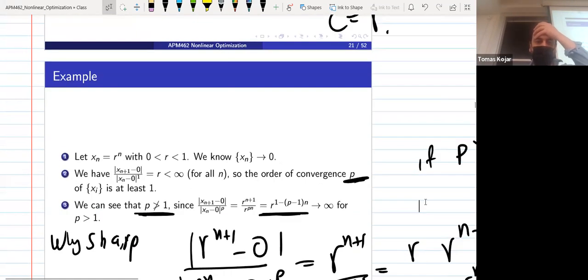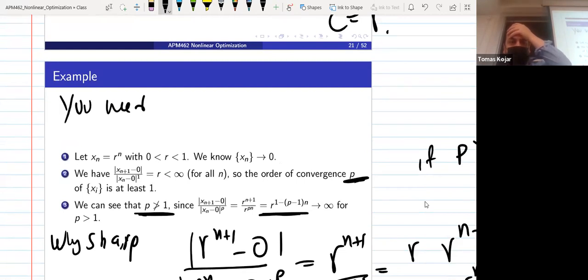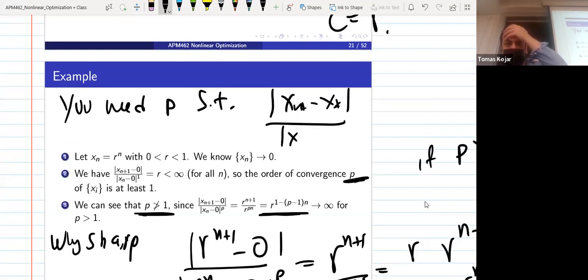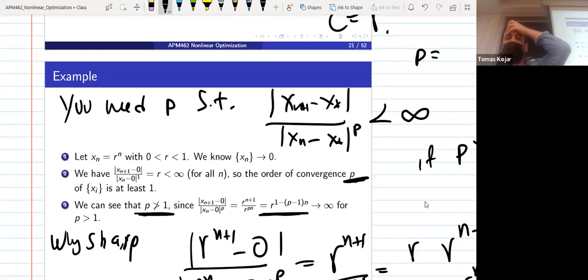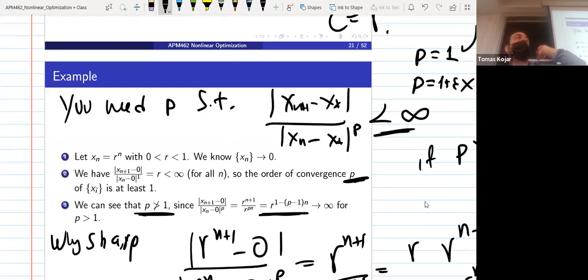Like the order. So you need p so that xn minus the minimizer over this one to the p is finite. So for p equal to 1, you're good. But when we put p equal to 1 plus epsilon, we're not good. It blew up. You're not allowed to put p equal to 1 plus epsilon.